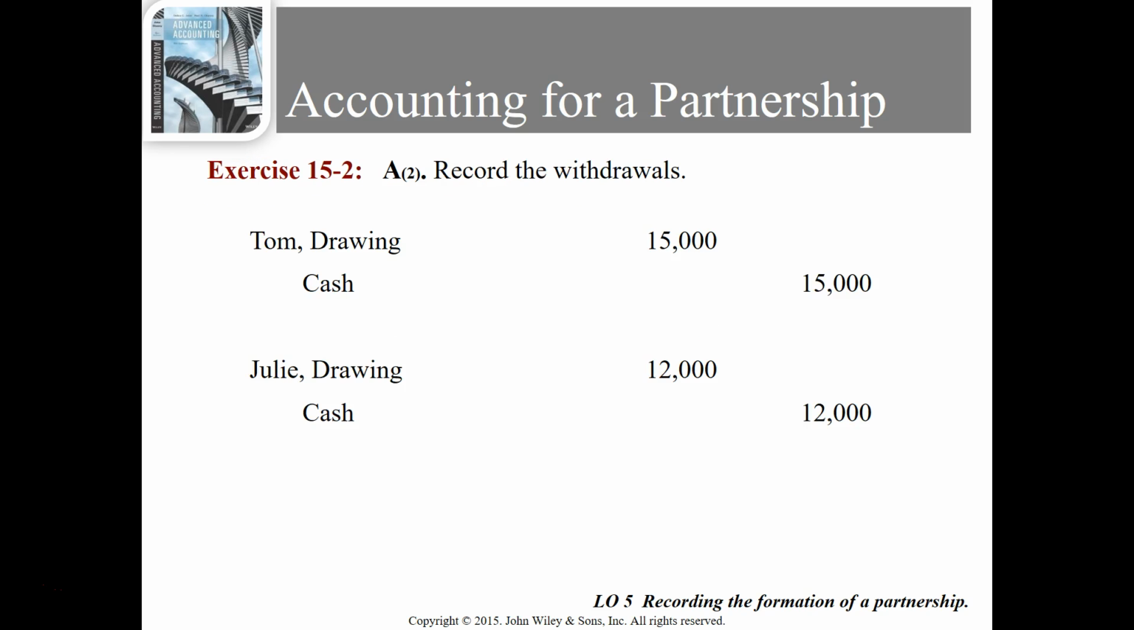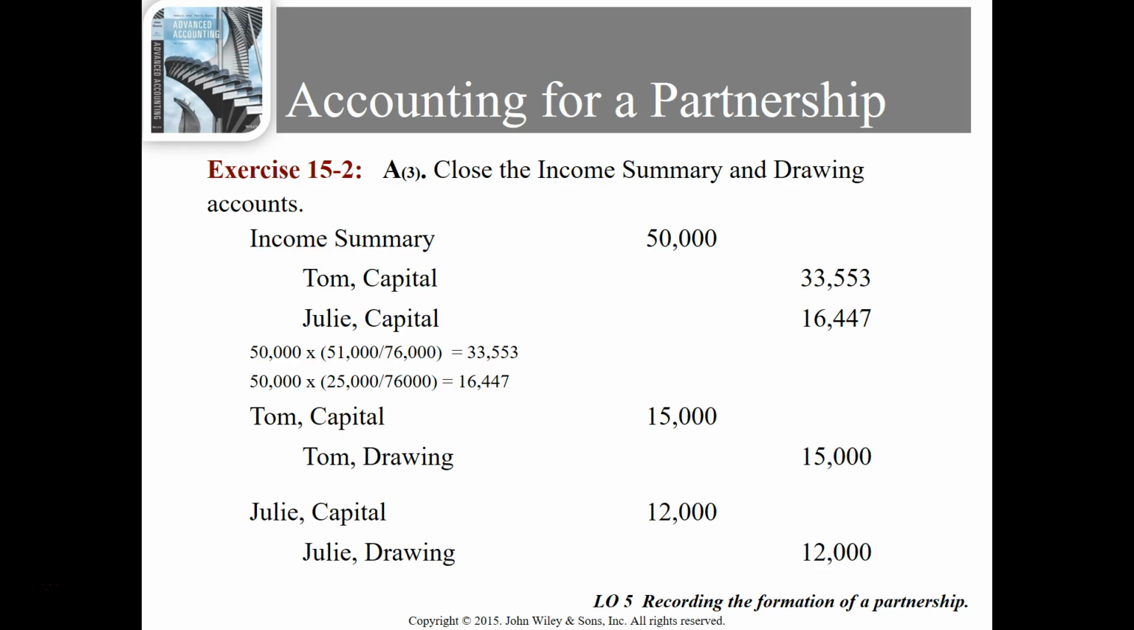You then will record these withdrawals. Debit Tom drawing for 15 and credit cash. Debit Julie drawing for 12 and credit cash. Again, conceptually, try to think of it like the dividend accounts in the corporate world. The third is to close our income summary, profit and loss, and the drawing accounts.